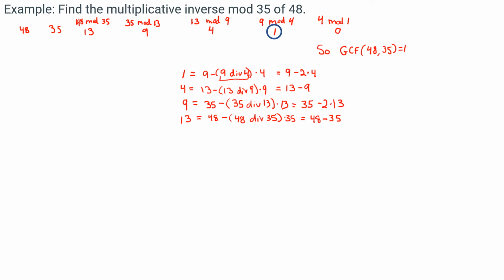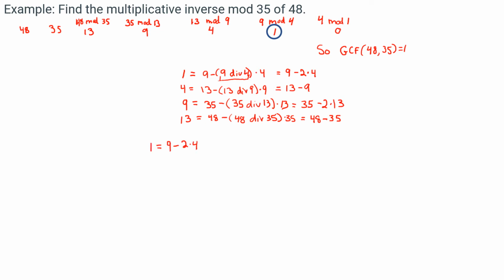Okay, remember our goal in this extended Euclidean algorithm is to write the GCD, which in this case is 1, as a linear combination of those first two numbers, 48 and 35. Okay, so that's our goal. And so that's what we're going to try to do. We're going to have to use all of these equations to come up with that.